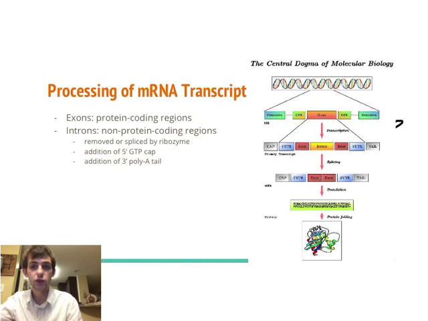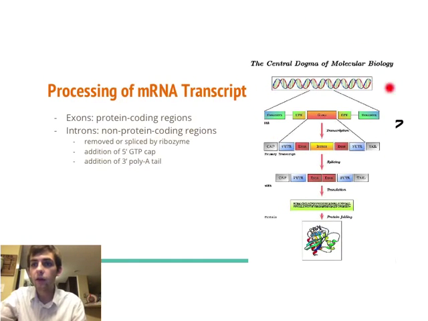GTP stands for guanosine triphosphate. It has a very similar function to ATP and structure. And then we're also going to add a poly A tail, or in other words, we're going to add several adenines bonded together to the 3' end. This is just a diagram showing you that.